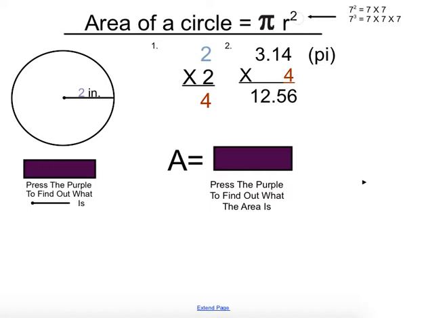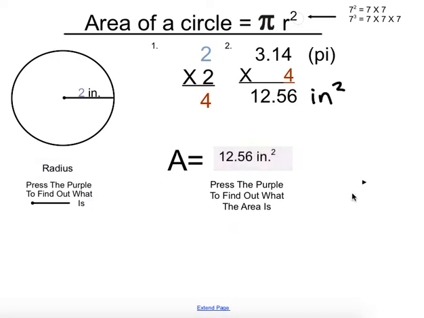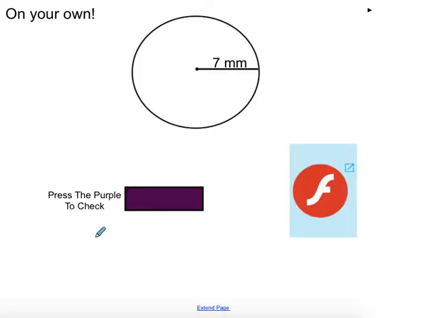So the area of a circle we find by doing pi times radius squared. And the radius is 2. I am going to square the radius, so 2 times 2 is 4, and then I'll multiply by pi, 3.14. We get 12.56. Now, what are the units on this? Well, we are in inches, and since we're talking about area, we will be in inches squared. So the radius is 2, and my area is 12.56 inches squared.